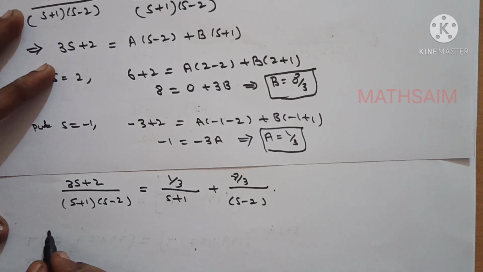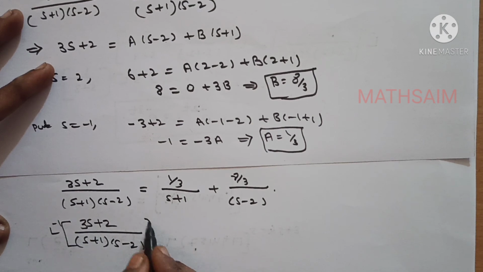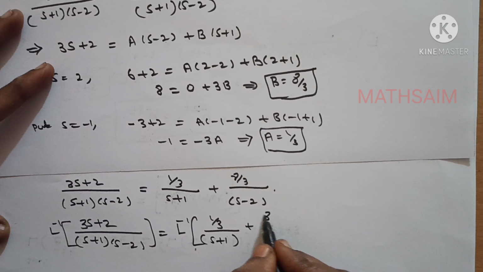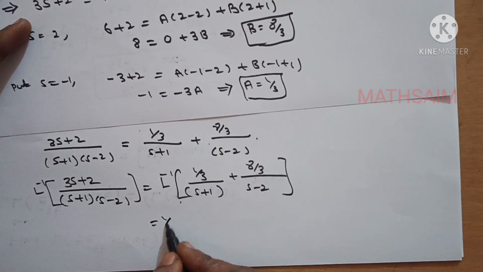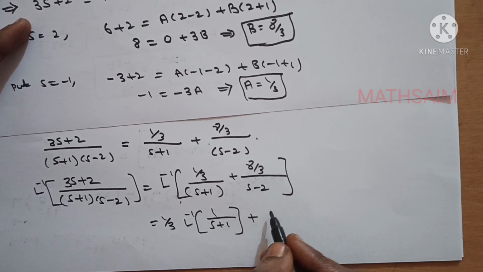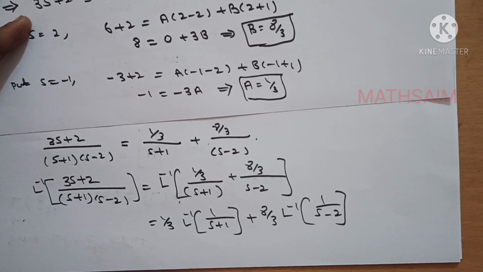Now you apply the inverse Laplace transformation. After partial fractions you have to do inverse Laplace transformation, that's all. After using inverse Laplace transformation you have to use the linear property of Laplace transformation. Using that, you can easily take the constant outside and split it. That is 1 by 3 into L inverse of 1 by s plus 1, and then here the constant is 8 by 3. You just take that outside, keeping only the term which has s inside, okay?